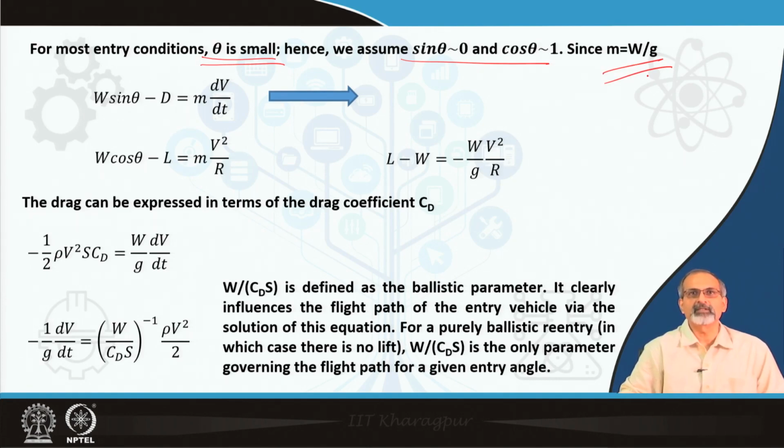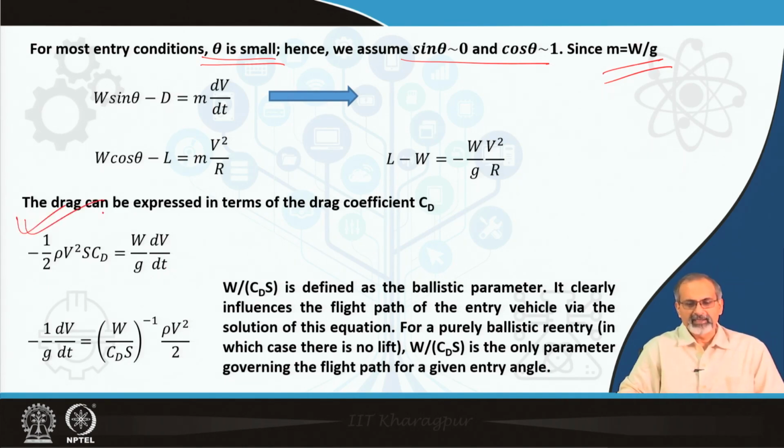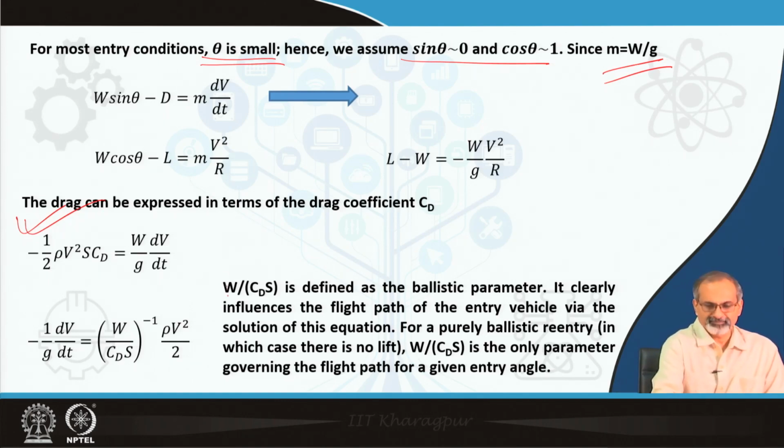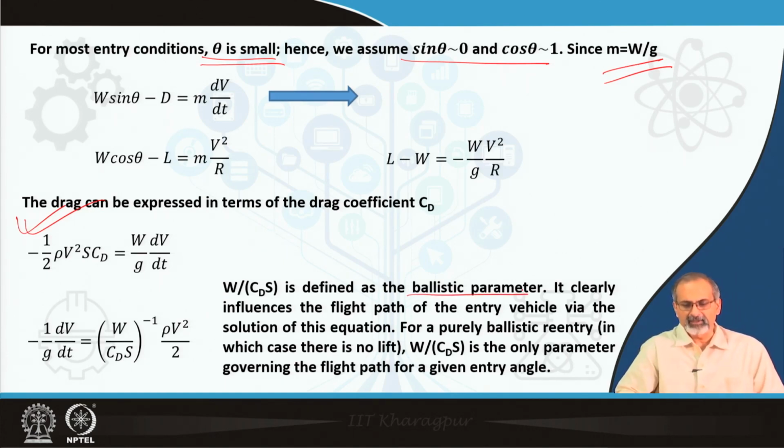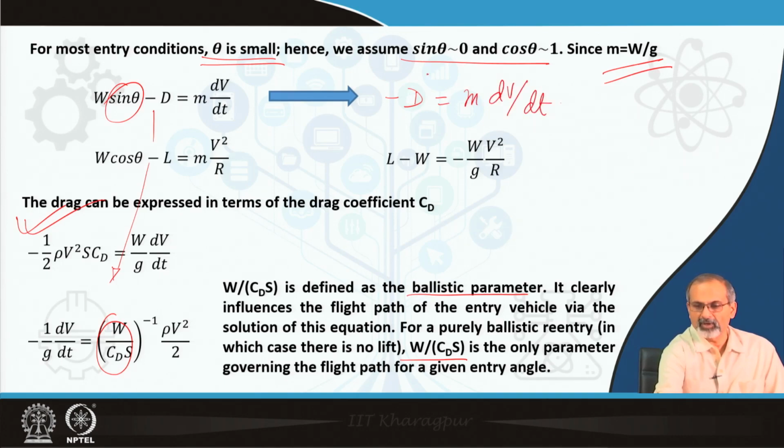So, if you put all those things together, you can show that we have got the drag expressed like this in the form of CD. So, W by CDS is defined as the ballistic parameter. It clearly influences the flight path of the entry vehicle via the solution of this equation. For a purely ballistic re-entry, in which case there is no lift, W by CDS is the only parameter governing the flight path for a given entry angle. So, this becomes the governing parameter, and this basically comes from this equation. And keep in mind that this equation would reduce to a simpler form like this when you apply these conditions.